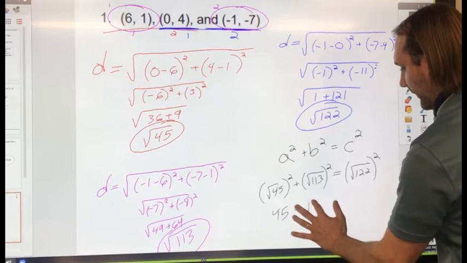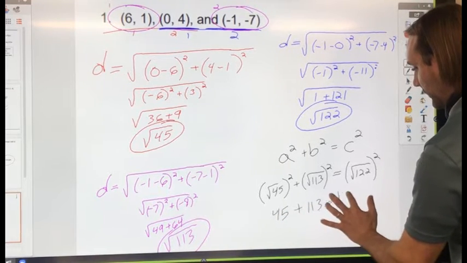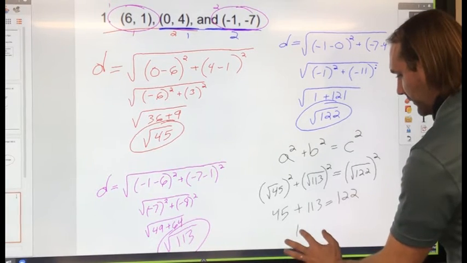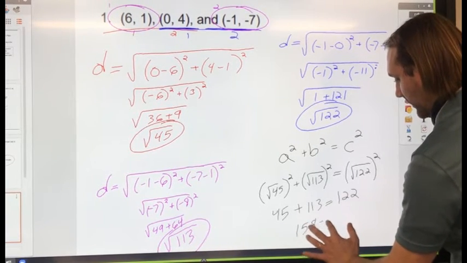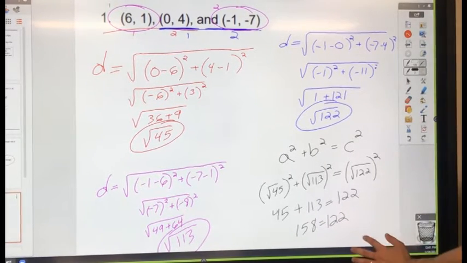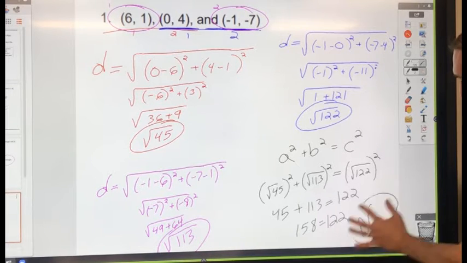So 45 plus 113 is 158, which gives me 158 equals 122. Are those two equal? So this is not a right triangle. Not a right triangle. All that for a no.